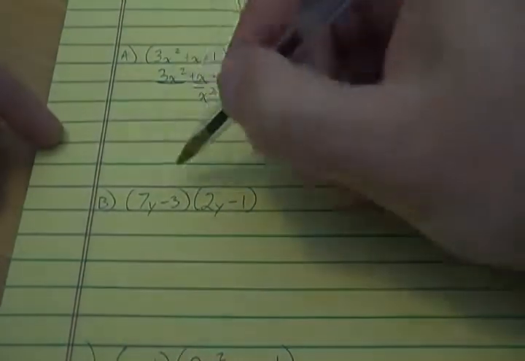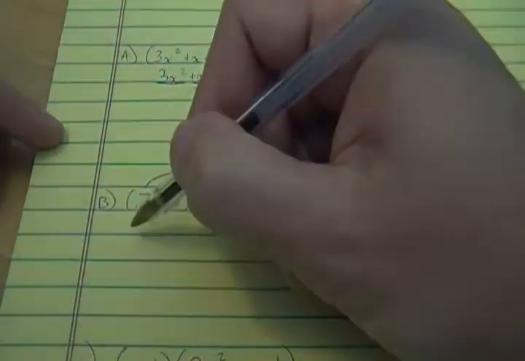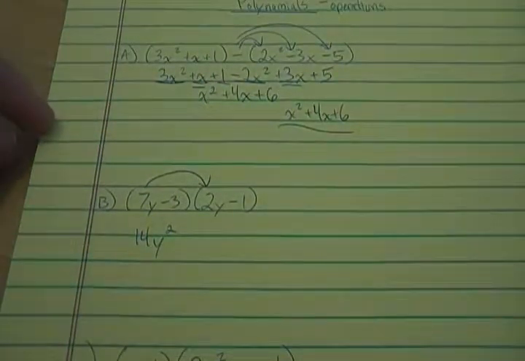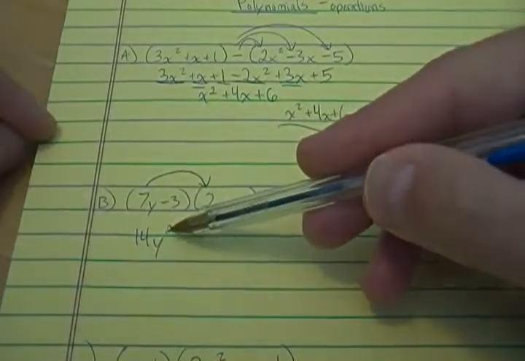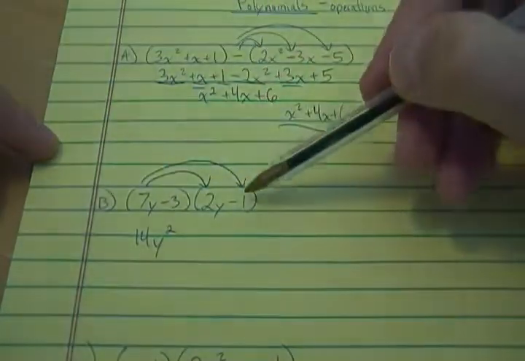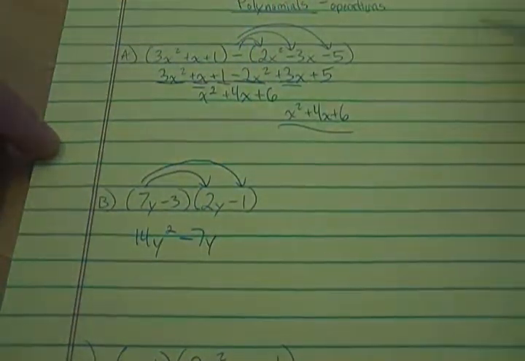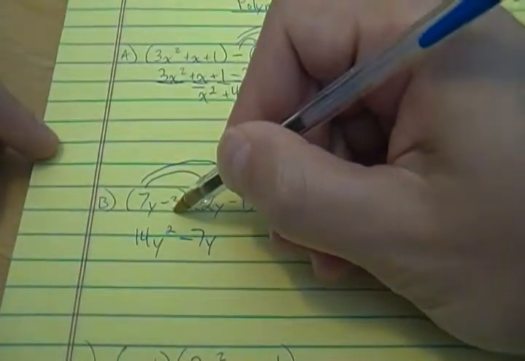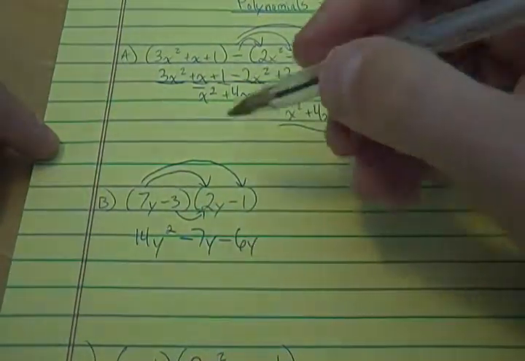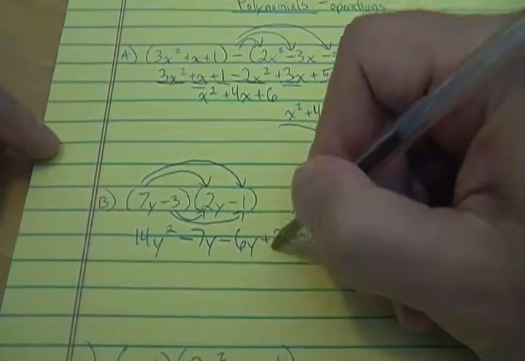Right, and if you notice the FOIL method, the F in FOIL stands for the first terms, the 7y times the 2y, which is going to equal 14y squared. All right, when you multiply y times y, you add the exponents. 1 plus 1 gives you y to the second power. Right? Then the O in FOIL stands for the outer terms, the 7y times the minus 1. So 7y times negative 1 is going to be minus 7y. And then the I in FOIL stands for the inner terms, the minus 3 times the 2y. So negative 3 times 2y is going to be minus 6y. And then the L in FOIL stands for the last terms, the negative 3 times the negative 1, which is going to work out to be plus 3.